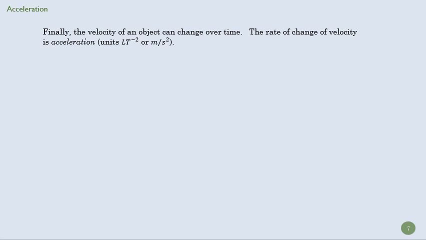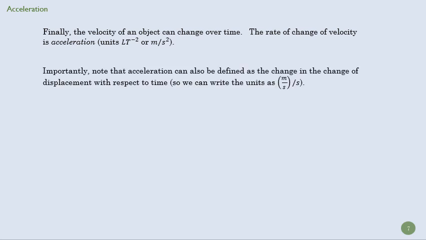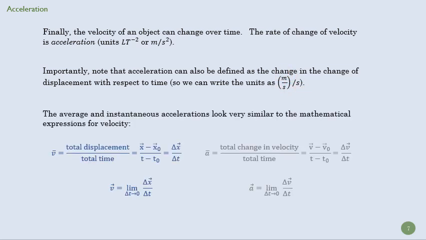Finally, we can talk about the change in our velocity over time. And the rate of change of velocity is called acceleration. Here are the units, and they look kind of funny, right? What is a meter over second squared? Well, it's a lot easier if we write it this way: meters per second divided by seconds, right? So our acceleration is our change in velocity, which is going to have units meters per second, divided by time.